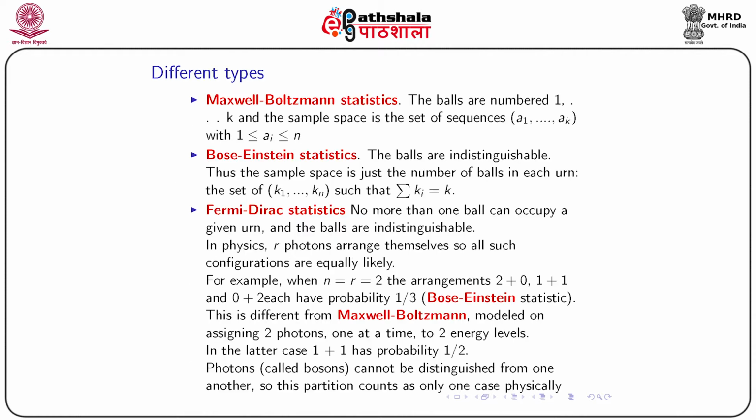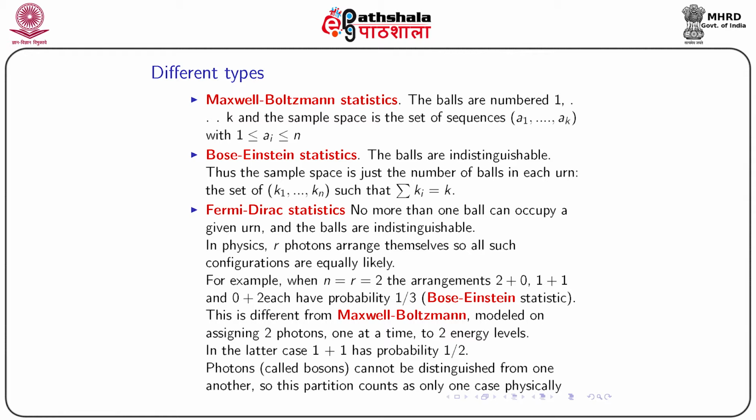Now, based on these occupancy problems, physicists have used them in their research. There are different types of statistics they are using. The first one is called Maxwell-Boltzmann statistics. Here the balls are numbered 1, 2 up to k, and the sample space is the set of sequences a1, a2, up to ak with all the ai lying between 1 and n.